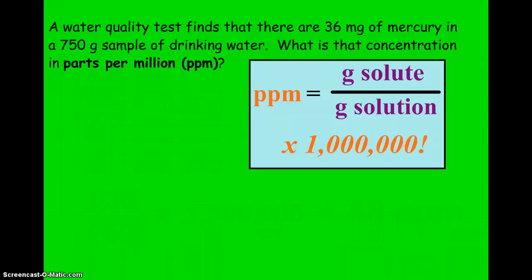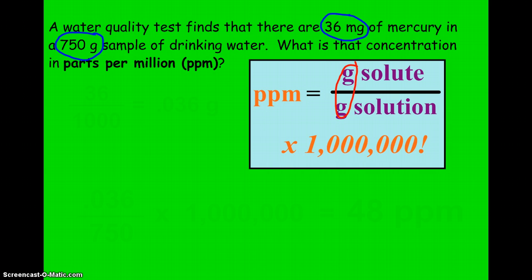Here we see that a water test finds 36 milligrams of mercury in a 750 gram sample. What is that concentration in parts per million? Well, the important part of this equation is right here. We're comparing the solute to the solution, so we have to make sure that we compare it in the same unit, grams. But you can see in the problem I've got milligrams of mercury, grams of solution, which is good.